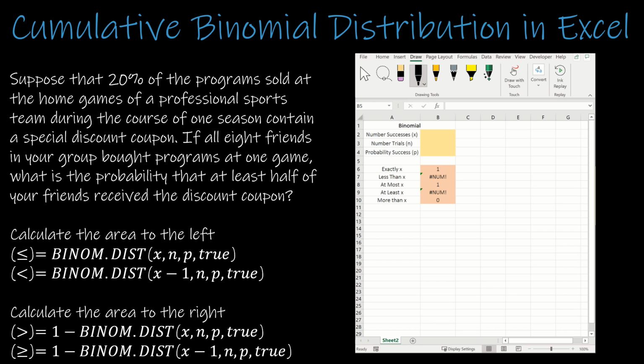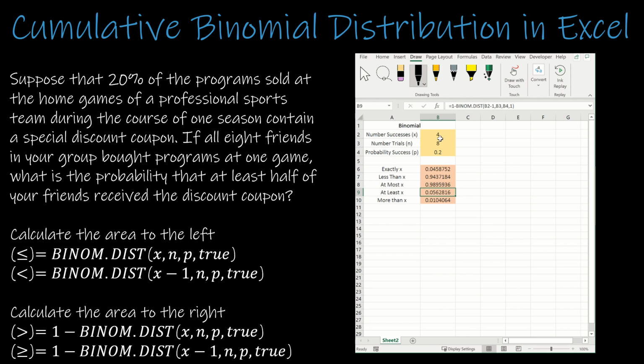So 20% of the programs sold at home games of a professional sports team contain a special discount coupon. If all 8 friends in your group bought programs at one game, so that's n is 8, and probability of success is 20%. What is the probability that at least half of your friends, so 4 or more, at least 4. Now again, the way I have it set up makes it very easy to see that at least 4 would be 0.056, so about 5.6%.